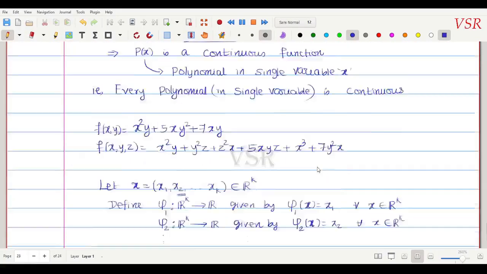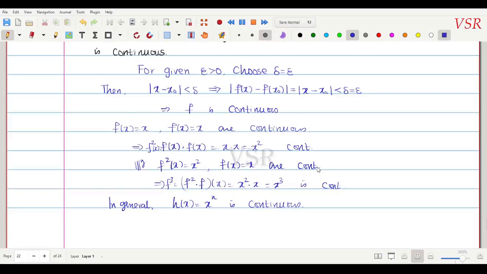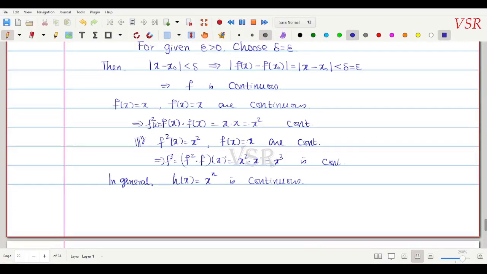If f is a function from a metric space X to R, then f to the power n of x, which is equal to x to the power n, is continuous. This is like f of x equal to x, the identity function. When this is continuous, all its powers are continuous functions. That is what I have said here.